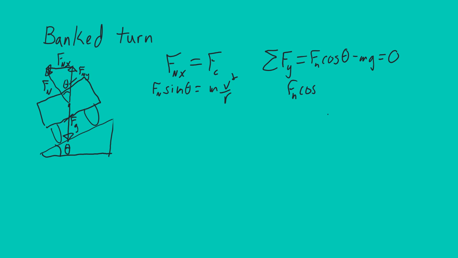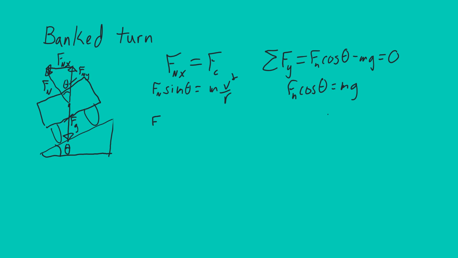Fn cosine of theta equals mg. Okay. So now that we have these two things, we don't know actually what the force normal is totally equal to, but we can if we use our trigonometry and a system of equations here. So we can divide one over the other. We will do sine over cosine.